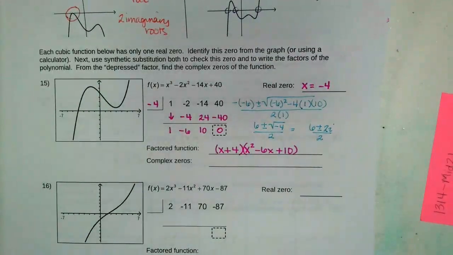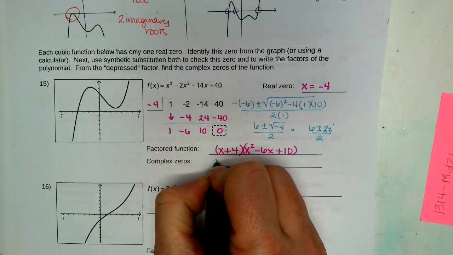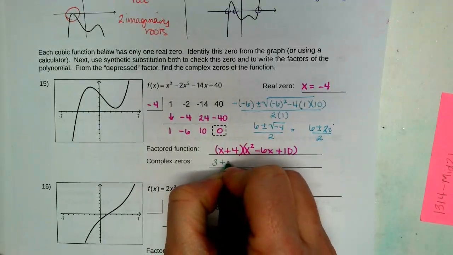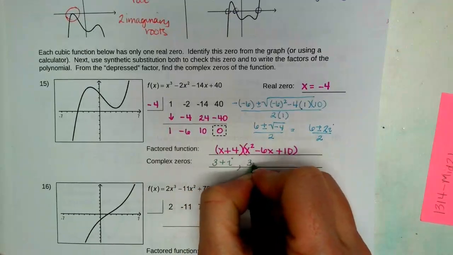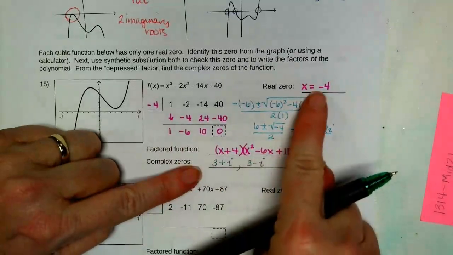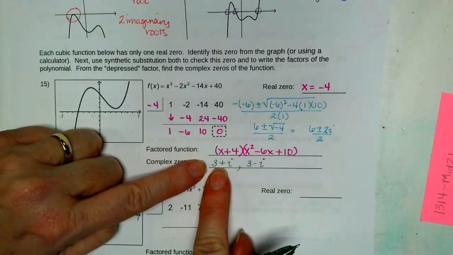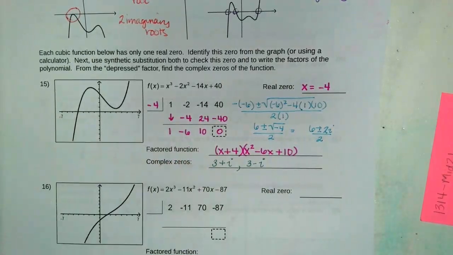Can simplify all of those outside pieces. So I get my other two zeros. These are the complex ones. 3 plus i and 3 minus i. So that accounts for all three zeros. The first one is x equals negative 4, the second one, and the third one. Are we good? All right.